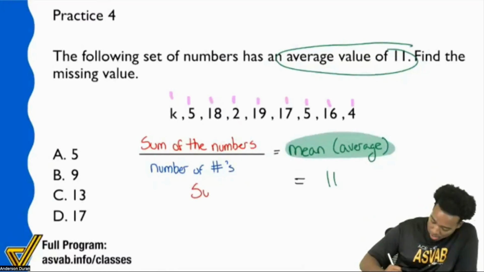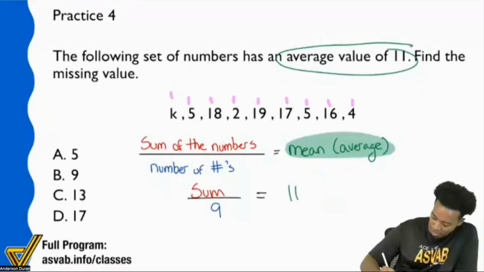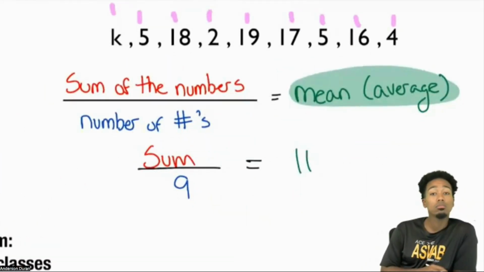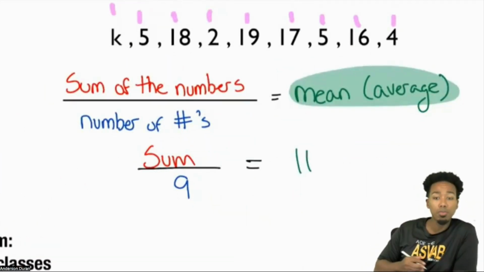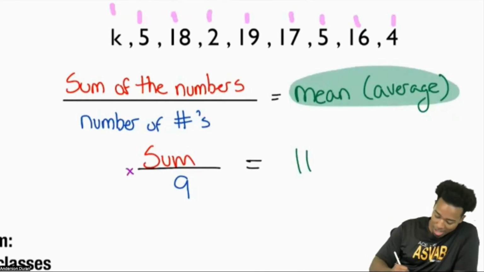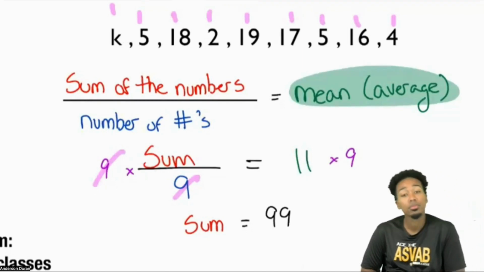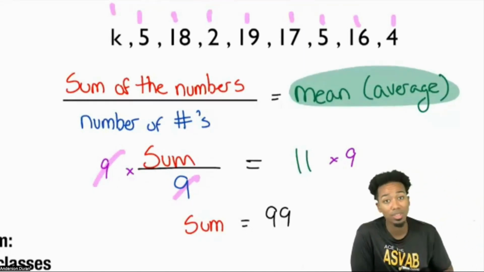So we have the sum over 9 numbers. And let me just go ahead and move this over here to make it make more sense. Sweet. So once we're here, sounds good. Let's go ahead and multiply by 9 on both sides to get that sum by itself. Booyah. And so now we have the sum is equal to 99. Okay, great. Now all we have to do is figure out what that sum is.